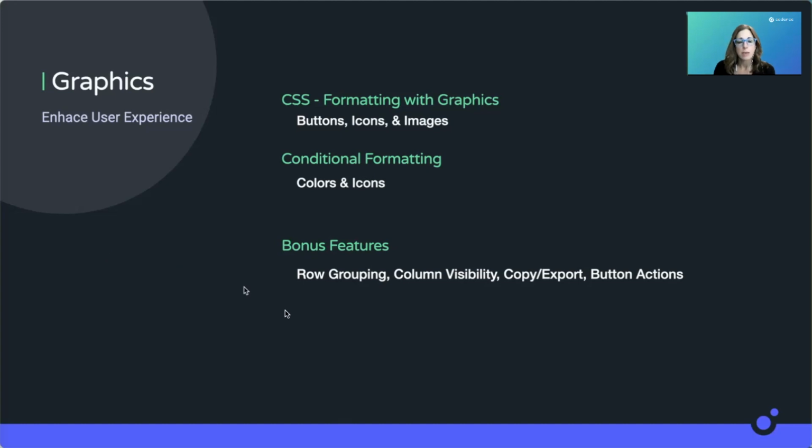We're going to look at adding some row grouping, changing the column visibility and how you would do that. We're going to copy the data and export it to a file. And then I have a couple more examples of what we can do with buttons. So stick around with this lesson.